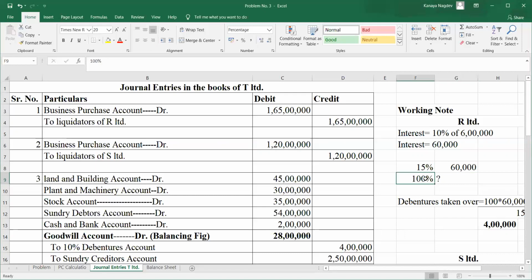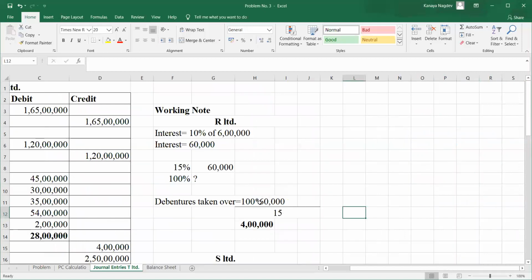So what should be the full value of debentures? That is 100% value of debentures. So we just cross multiply: 100 multiplied by 60,000 divided by 15. You can see here the calculation, 100 multiplied by 60,000 divided by 15. That means debentures are taken over at 4 lakh for T Limited.